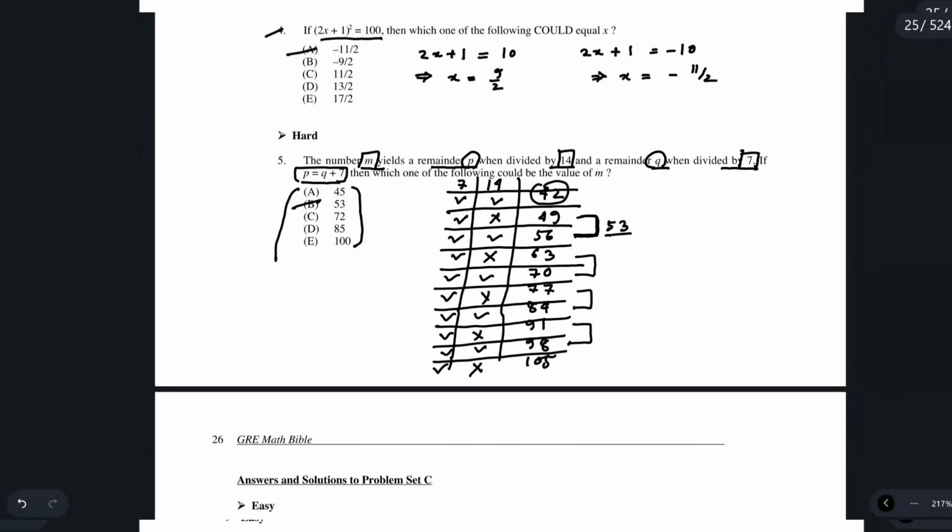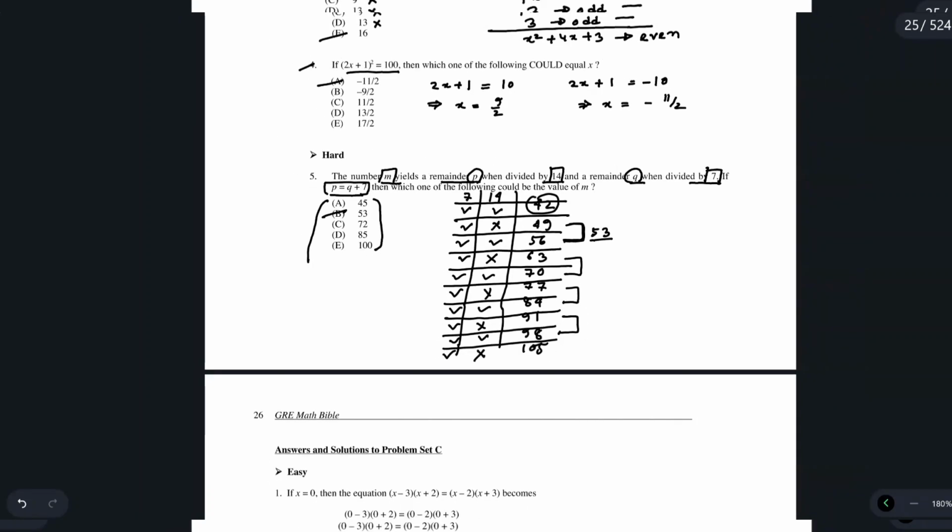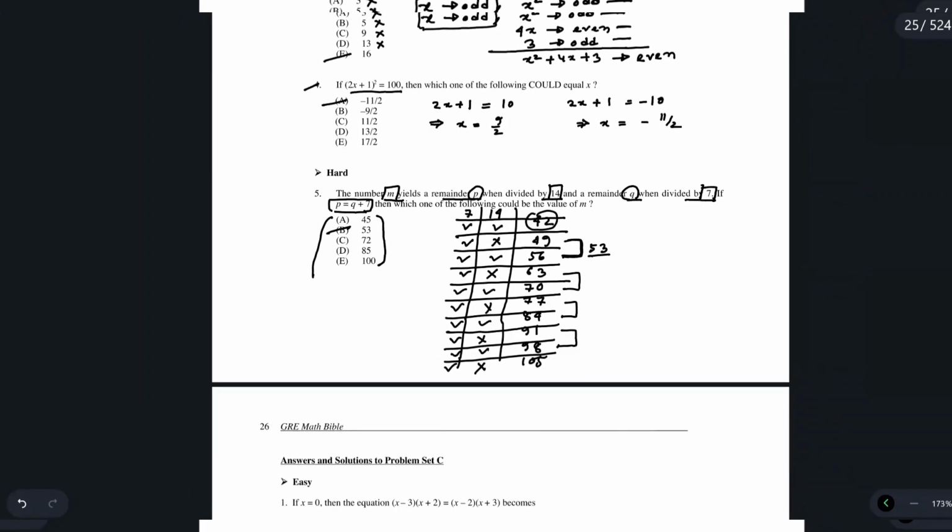And with that, we are done with all the 5 problems from problem set C. And this also ensures that we are done with chapter 1.